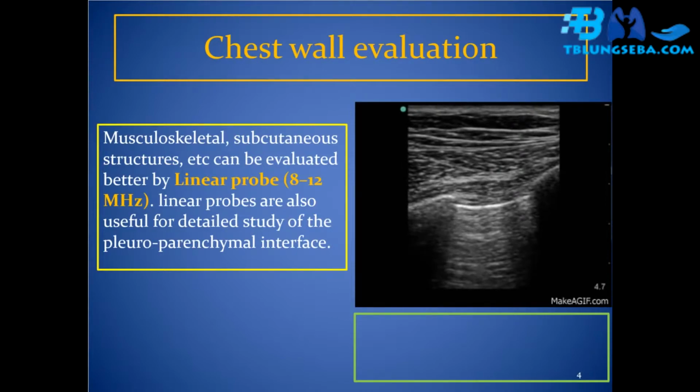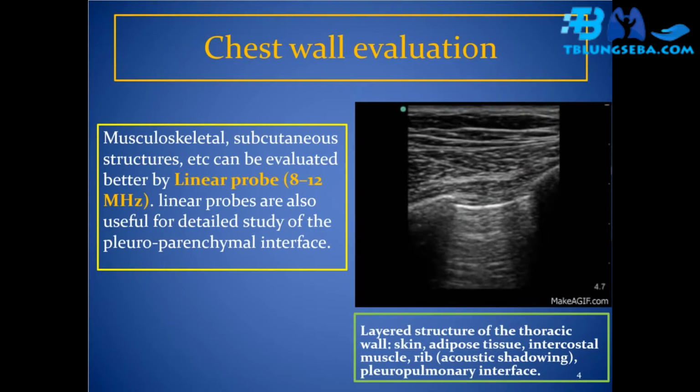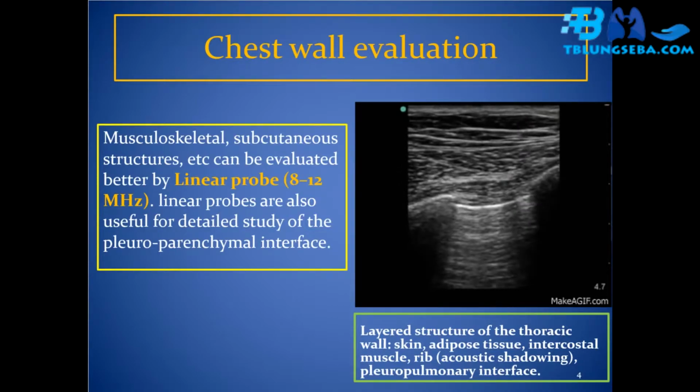Linear probes are also useful for detailed study of the pleuroparenchymal interface and the layered structure of the thoracic wall: skin, adipose tissue, intercostal muscle, rib, acoustic shadowing, and the pleuropulmonary interface.